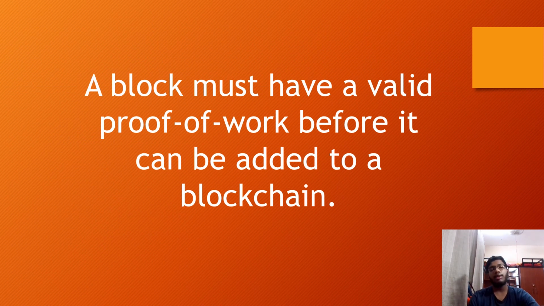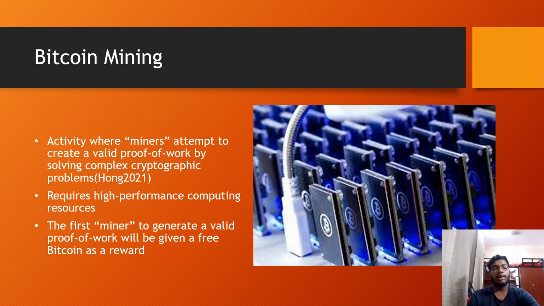Before a block can be added to the blockchain, it must first have a valid proof of work, which can only be achieved by solving cryptographic problems. This activity is called Bitcoin mining, and the people who perform it are called miners. Any network participant can be a miner, and the miner who generates a valid proof of work first will be given a free Bitcoin as a reward and compensation for the computing power that he or she spent.